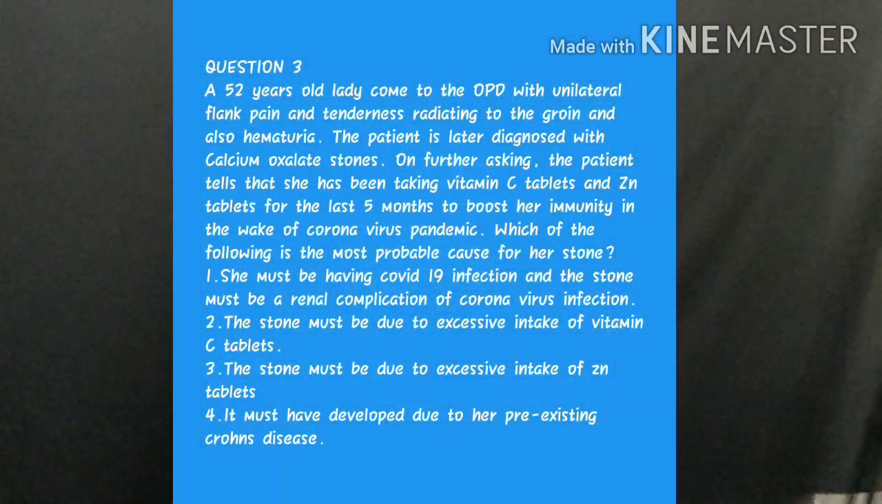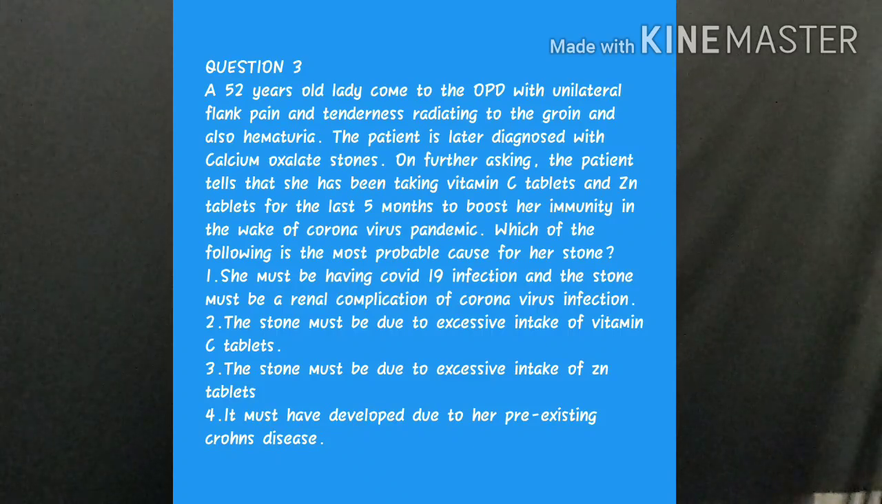Now coming to question number 3, what's special in this question? This question is related to coronavirus. That is the special thing in this question. So let's read it. A 52 year old lady comes to the OPD with unilateral flank pain and tenderness radiating to the groin and also hematuria. The patient is later diagnosed with calcium oxalate stones. On further asking, the patient tells that she has been taking vitamin C tablets and zinc tablets for the last 5 months to boost her immunity in the wake of the coronavirus pandemic. Which of the following is the most probable cause of her stone?